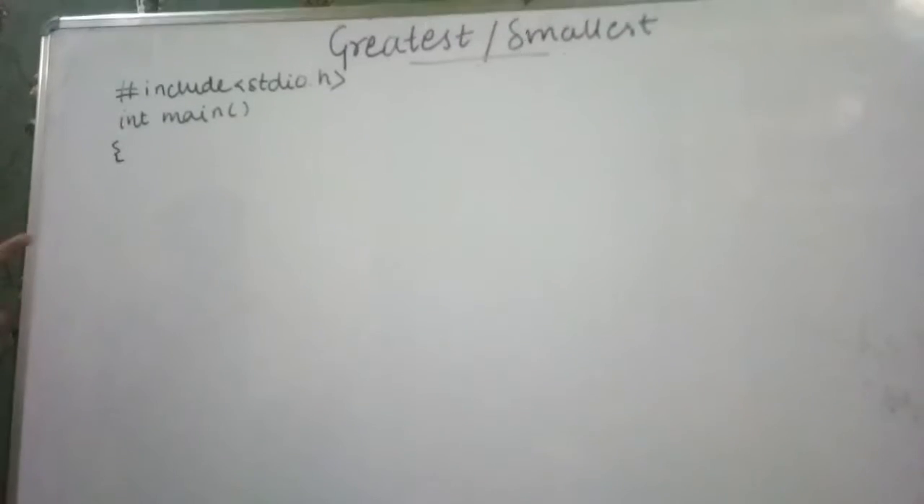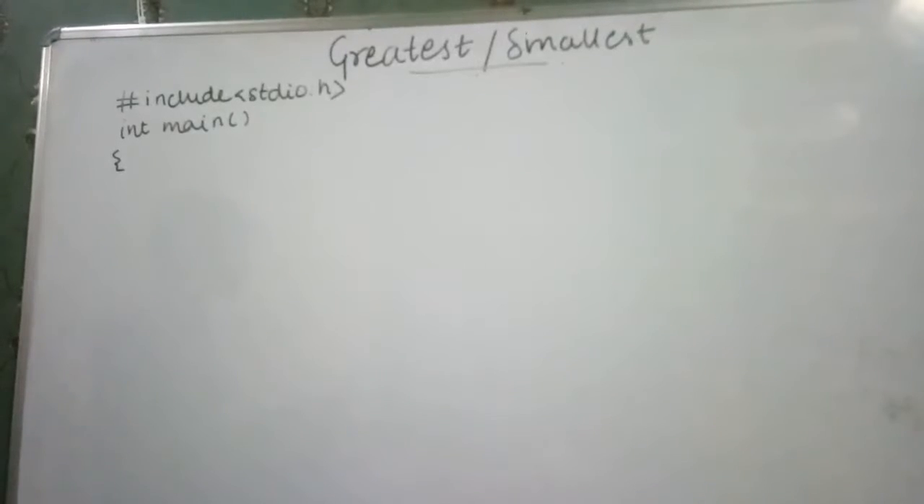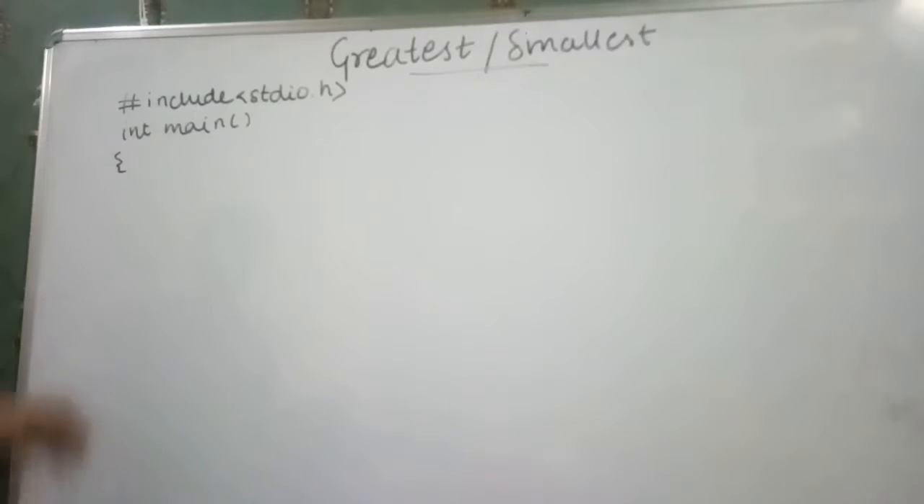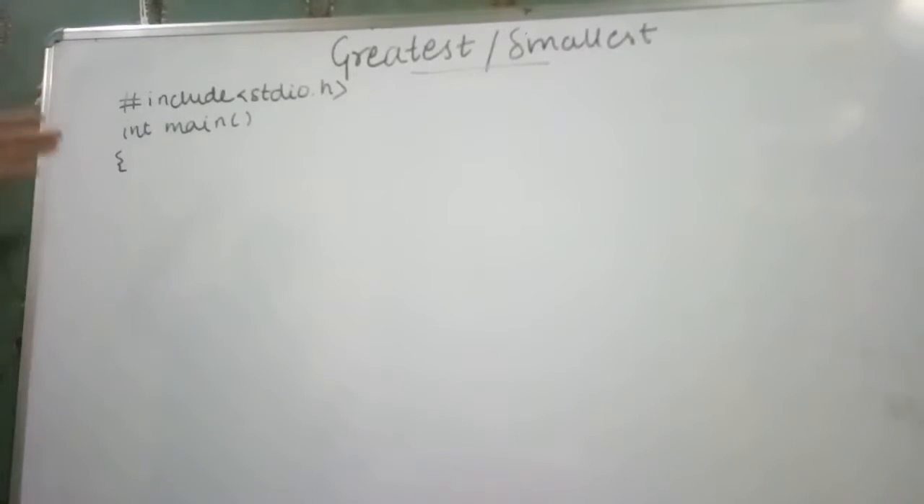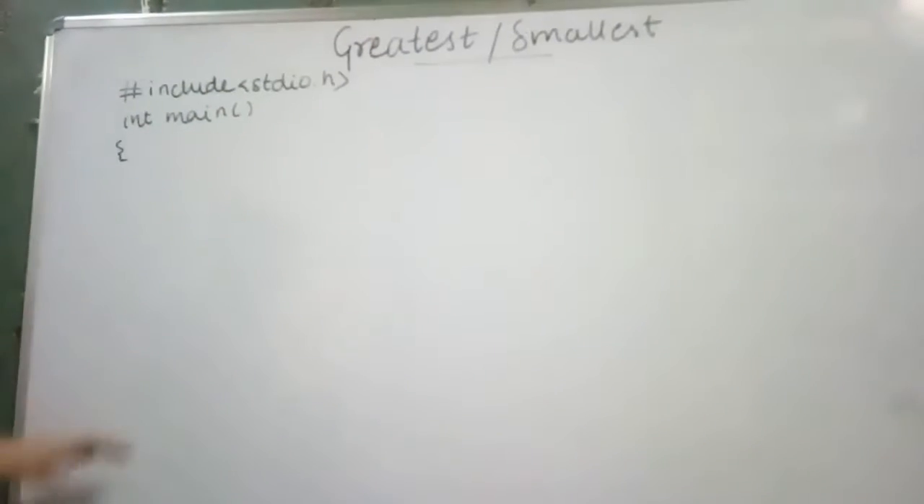Let's discuss how to write code to find the greatest and smallest of two numbers, or the greatest or smallest among three numbers. First we are going to discuss finding which one is the greatest among two numbers.